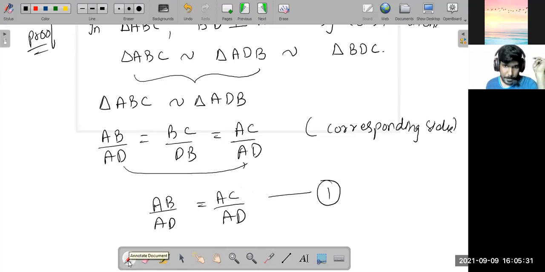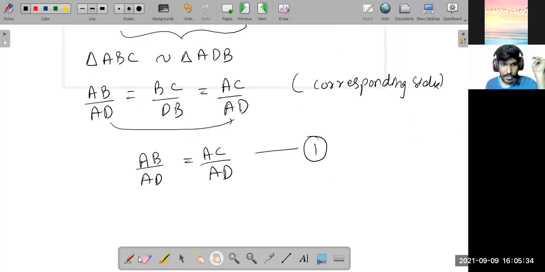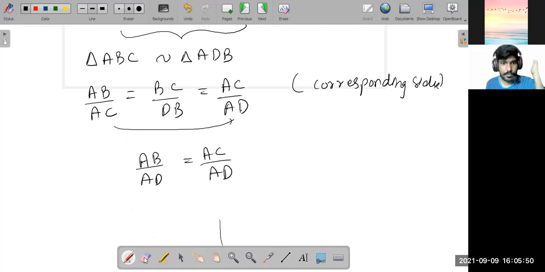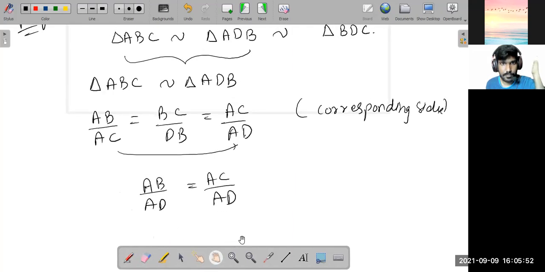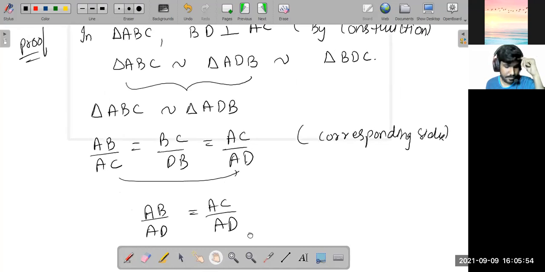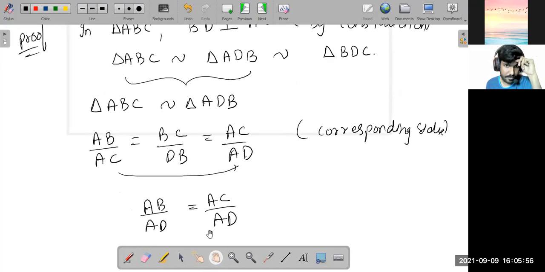Clear? Okay, wait, we'll not number this as equation 1. Hello. This is AC. Sorry, I made a mistake. One second. Can you go up? Can you show me the figures?